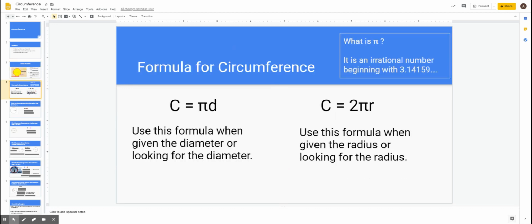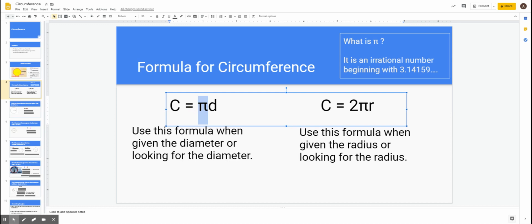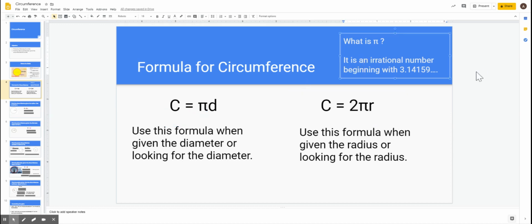Alright, so the next thing we need to know is the formula for circumference. But before we can understand the formula for circumference, we have to know what this variable is. That is pi. Pi is an irrational number beginning with 3.14159, and it just continues on and on and on and on. It is most useful when we're talking about circles.